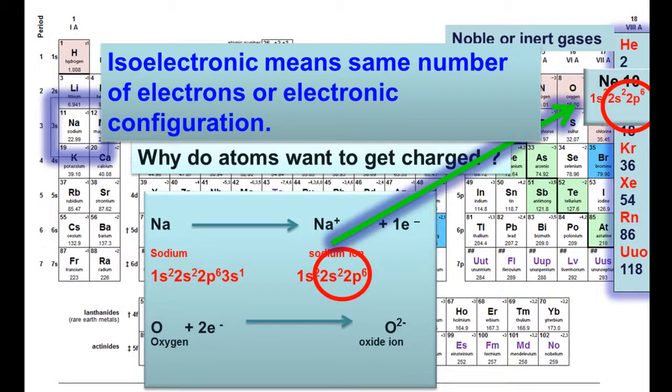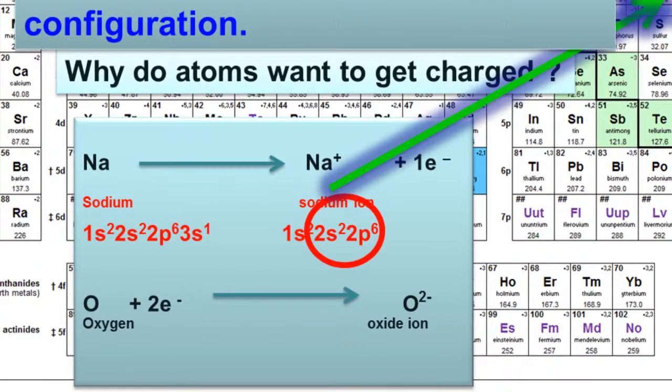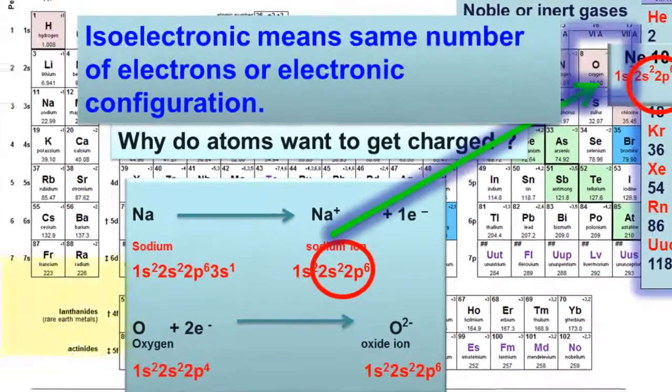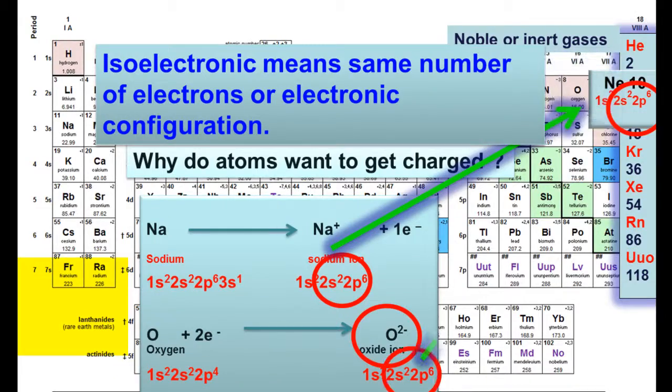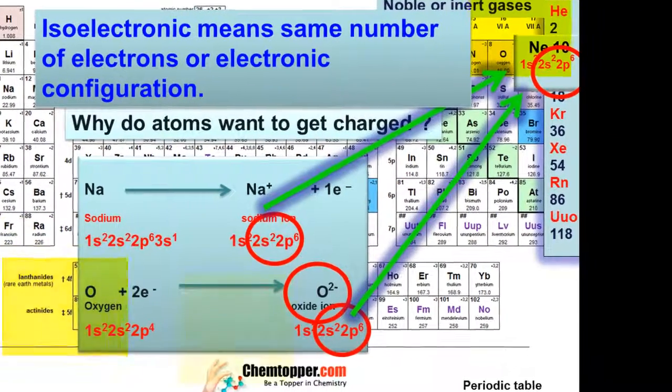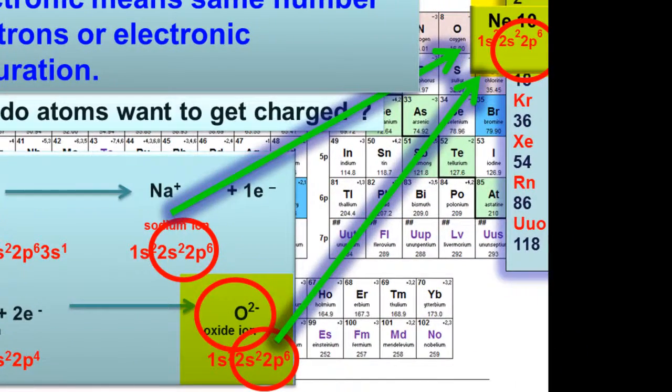Exactly the same thing can be applied to the oxygen atom. An oxygen atom has 8 electrons in its electronic configuration, and after gaining 2 electrons, its electronic configuration will become isoelectronic to neon gas. So the oxide ion is more stable than the neutral oxygen atom because its electronic configuration is exactly similar to neon gas.